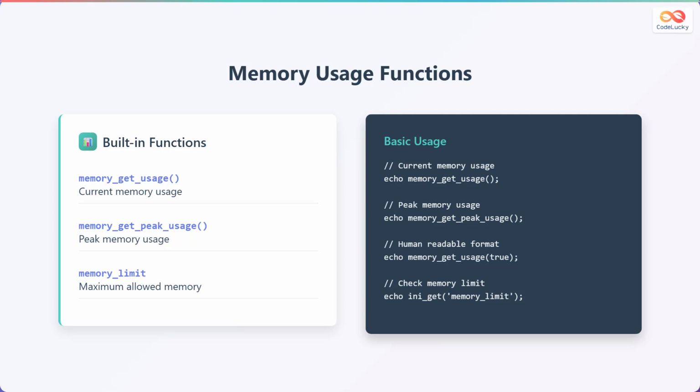To get the current memory usage, you can simply call memory_get_usage, and the function will return an integer value representing the bytes used. Similarly, to find the peak memory usage, use memory_get_peak_usage. If you pass true as an argument to memory_get_usage, it will give you the real size of memory allocated from system. And to check the memory limit, use ini_get function and pass memory_limit as a string. Remember that these functions are invaluable tools for understanding and optimizing your script's memory footprint.